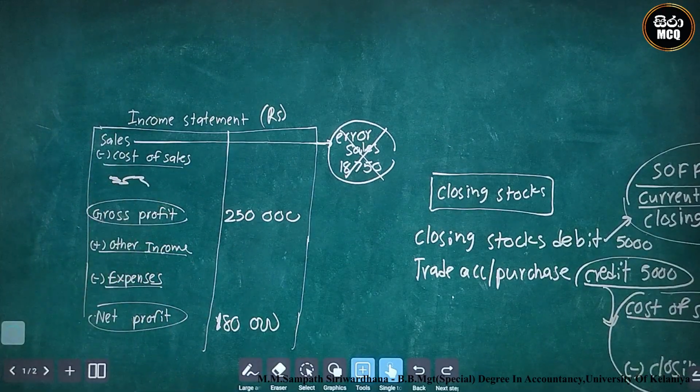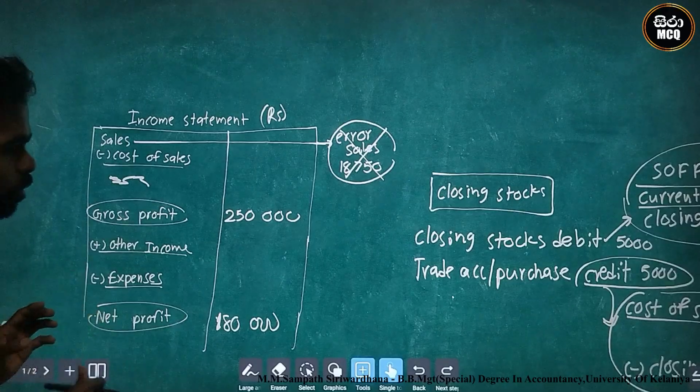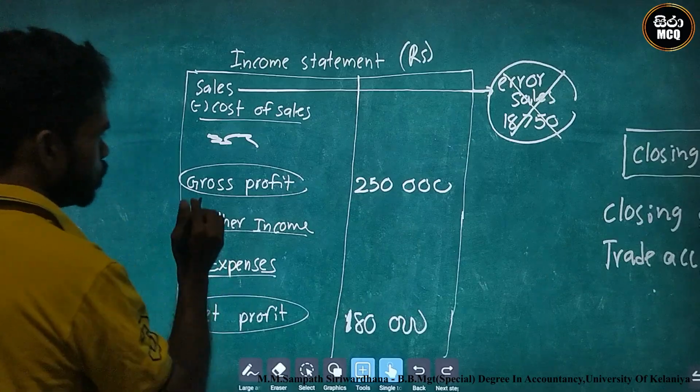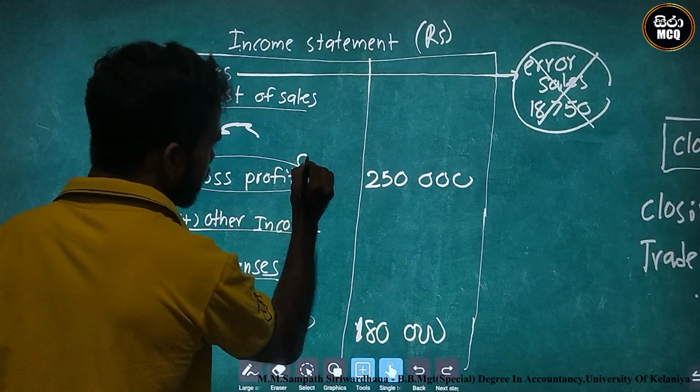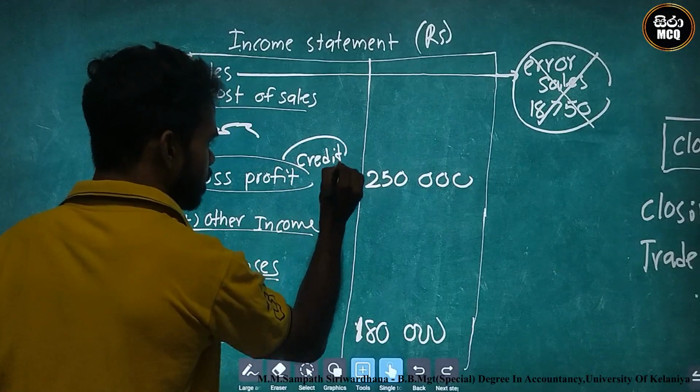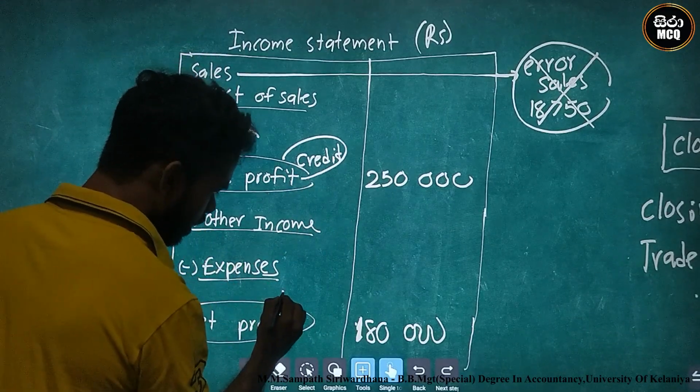Remember that gross profit is a credit balance. Profits are credit balances. Net profit is a credit balance.